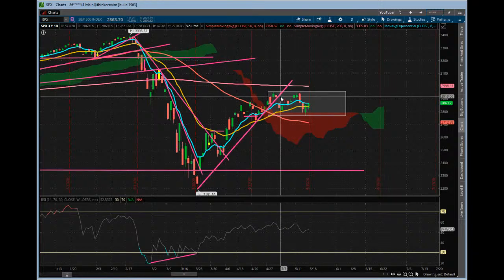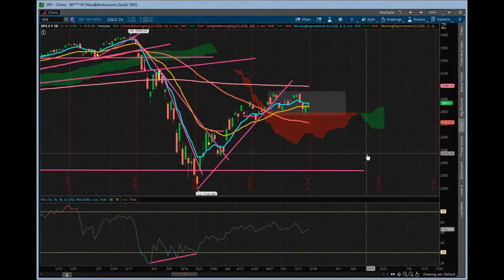I wasn't trying to be Buzz Killington here, but we do have a lower high based on this and a lower low based on this. So are we starting a possible trend down again? We'll see.